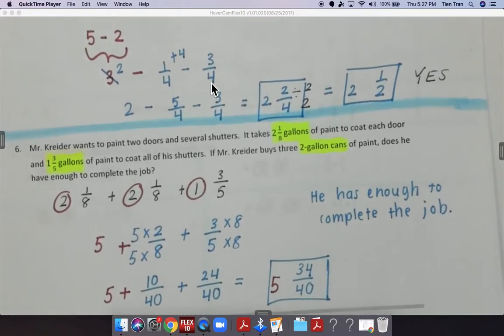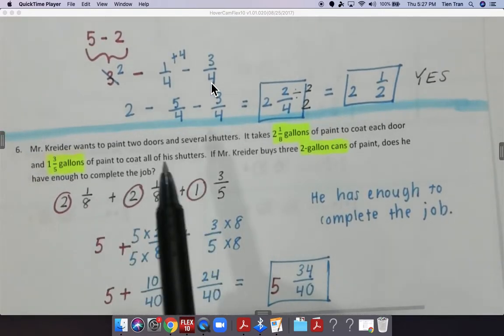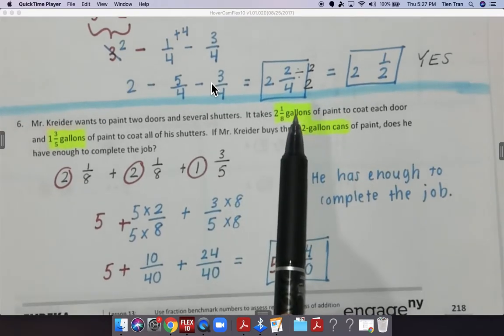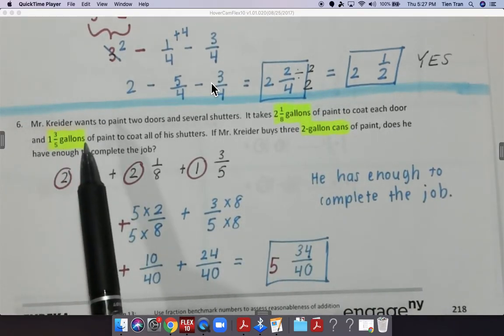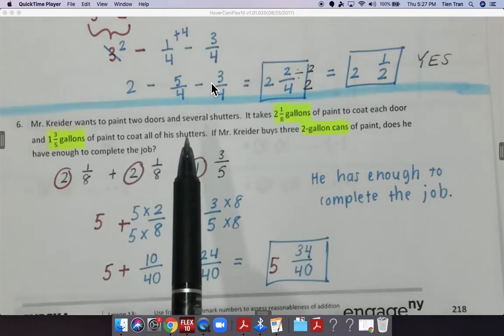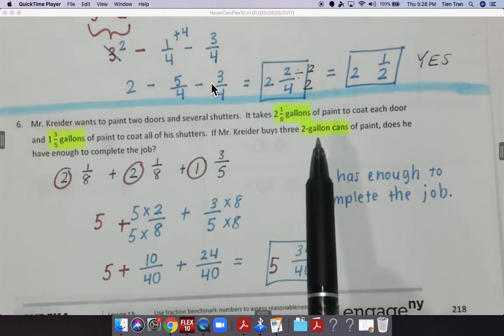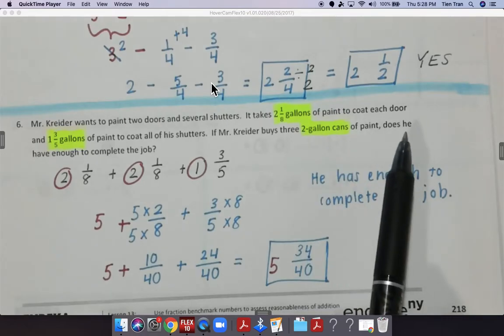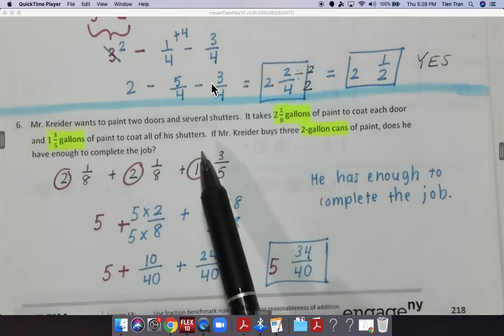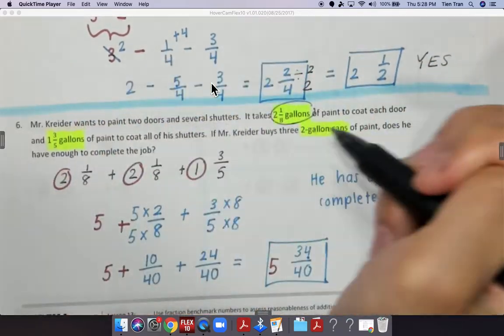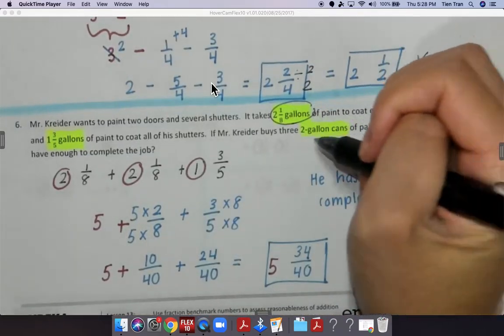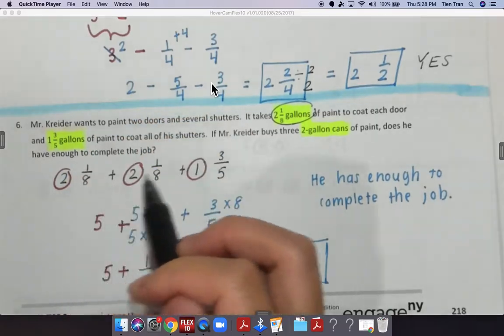Now, number 6. Mr. Kiter wants to paint 2 doors and several shutters. It takes 2 1/8 gallons of paint to coat each door and 1 3/5 gallons of paint to coat all of his shutters. If Mr. Kiter buys 3 2-gallon cans of paint, does he have enough to complete the job? So we have 2 1/8, 2 1/8 twice, right? Because it says 2 doors. So that's why there's 2.